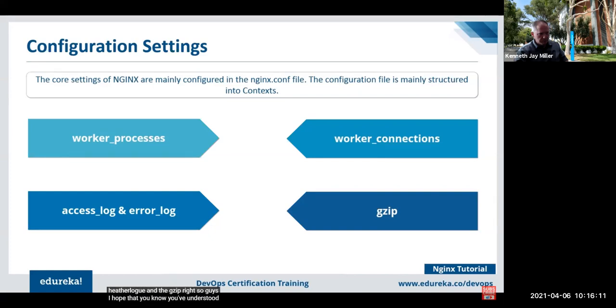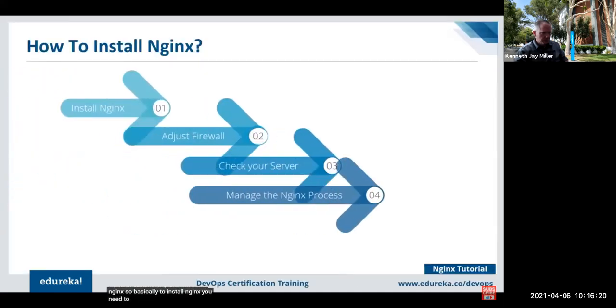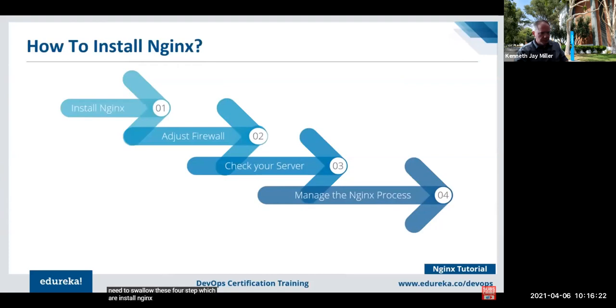So guys, I hope that you've understood what Nginx is. Let's look into the next topic, that is how to install Nginx. To install Nginx, you need to follow these 4 steps, which are install Nginx, adjust the firewall, check your server, and then manage your Nginx process. We'll start by installing Nginx. Once you see that your Nginx is installed, you have to adjust your firewall. Once your firewall is also adjusted, you can check whether your server is running or not. And once your server is running, it means that your server is up and running. And finally, you can manage the Nginx process, by which I mean that you can restart or you can stop, right? So I hope I'm clear.